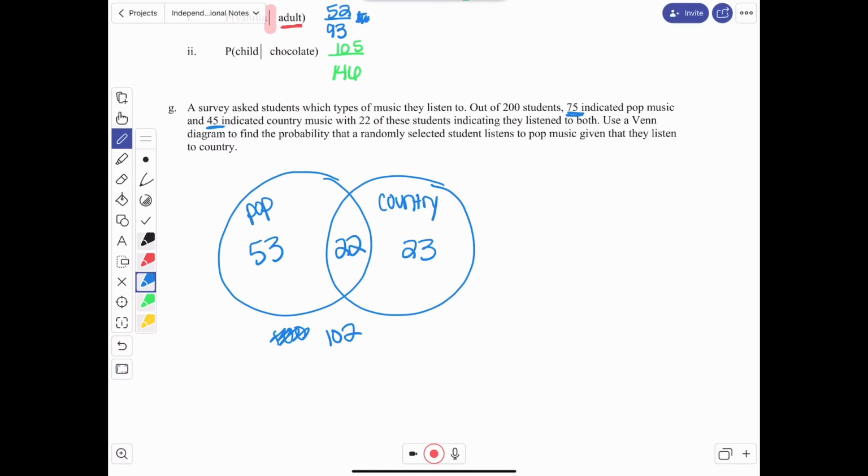So use a Venn diagram to find the probability that a randomly selected student listens to pop music given they listen to country. So given that they listen to country, that's going to be out of 45. And of course, 22 because of the intersection there. And then we just divide 22 out of 45. Or we'll see if that can be reduced. 22 out of 45. We'll double check that. I don't think it can be. And it can't. So actually, that is my final answer for that.